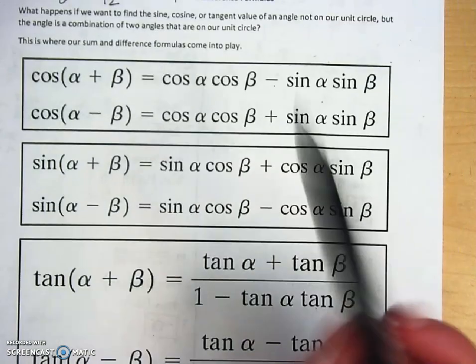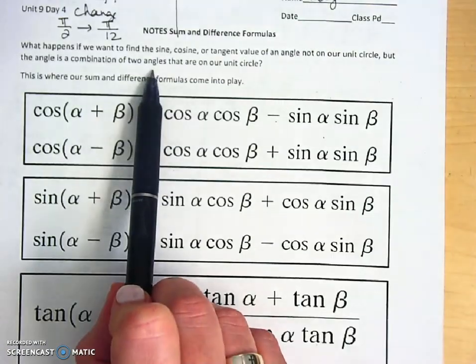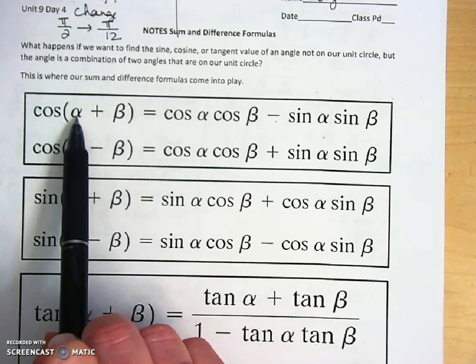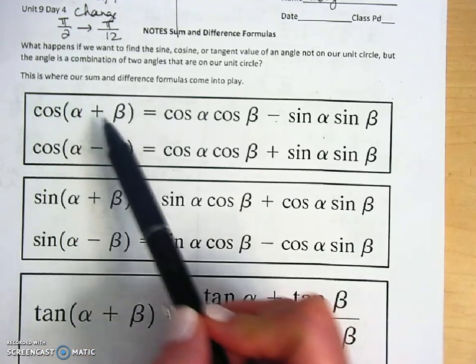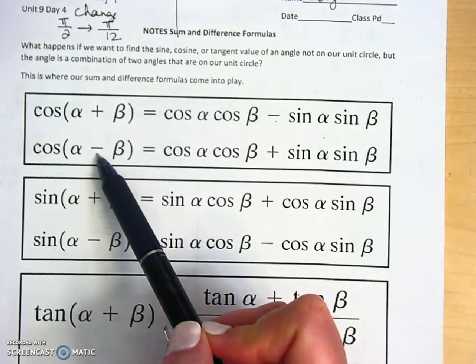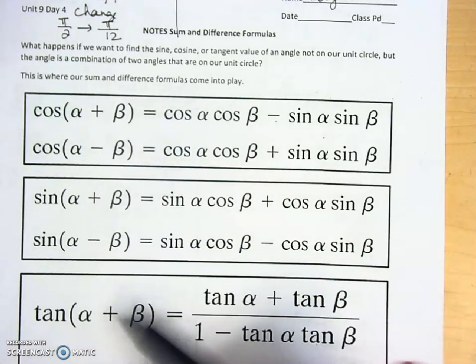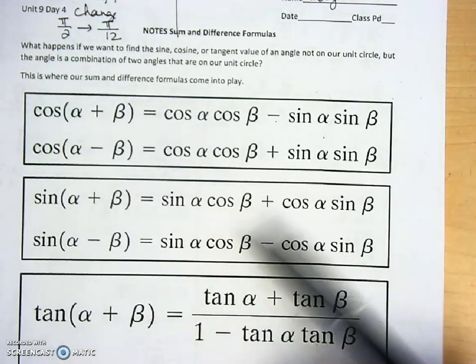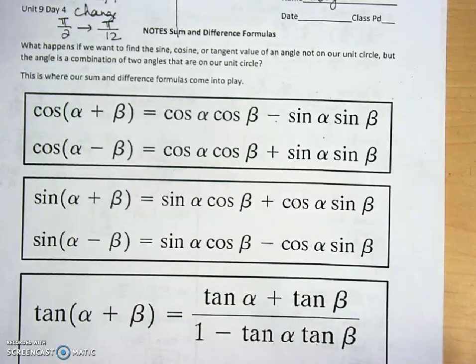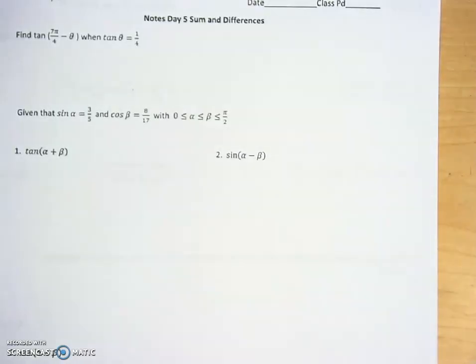So what we can do is take an angle and break it up into two other angles that are on the unit circle. We can add those two angles together or subtract, and then whichever one we do, whether we're looking for cosine, sine, or tangent, we then use these formulas to calculate that value. So that was the last lesson.